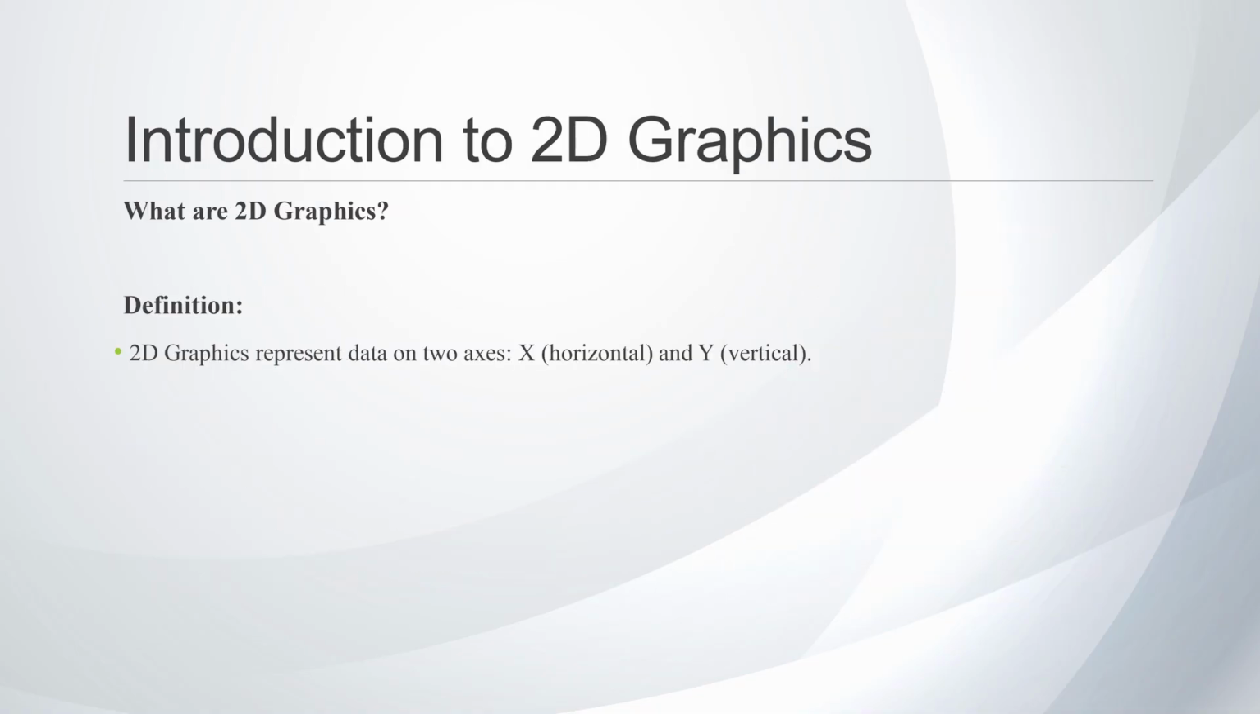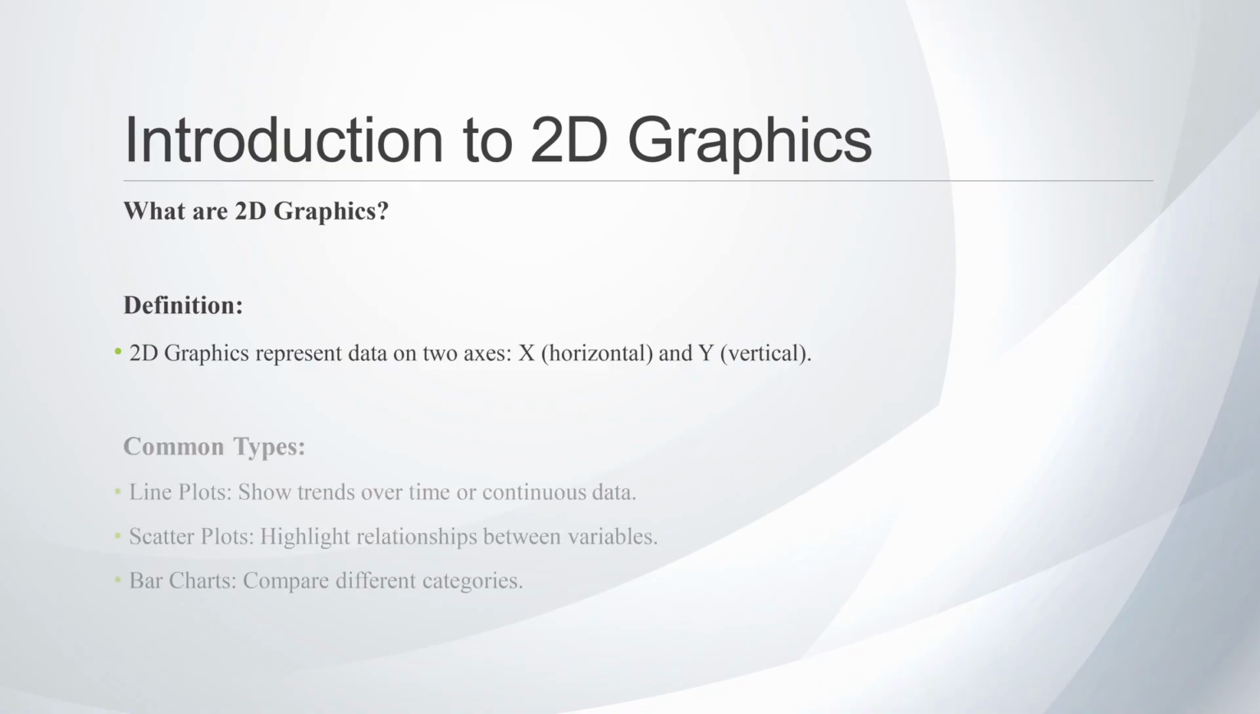2D graphics are visuals that display data using two axes, X and Y. These are commonly used to represent relationships, trends, or comparisons. For example, line plots are great for showing trends over time. Scatter plots help in visualizing relationships between variables. And bar charts are useful for comparing categories. These types of plots are widely used in analysis and presentations.